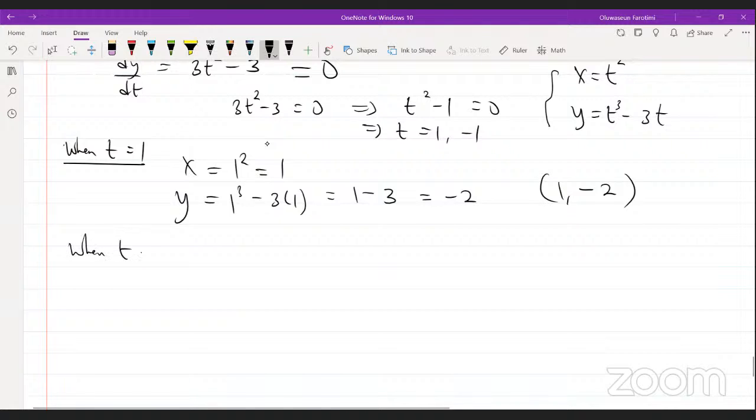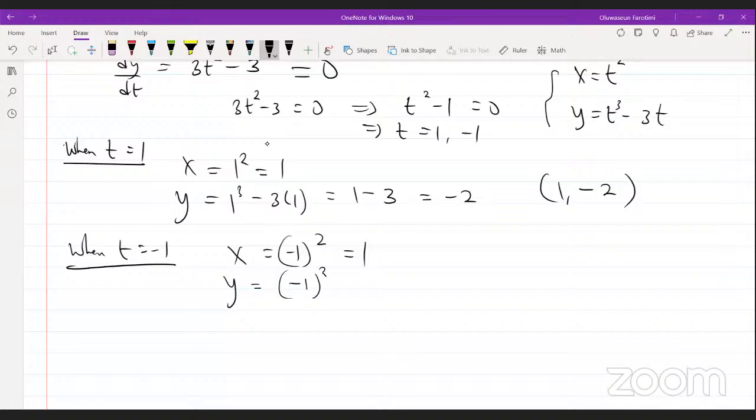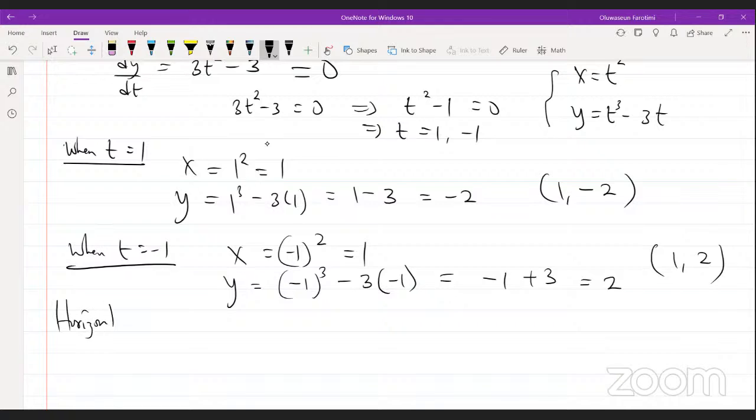Okay, so when t is negative 1, you do the same thing. Negative 1 squared, which is 1. What about your y? You have negative 1 cubed, guys, minus 3 times negative 1. Make sense? Just plug it in. Negative 1 plus 3, and this is what, guys? 2. So what is the pair here? The pair is 1 comma 2. What's our conclusion? Amazing. Horizontal tangents at what, guys? 1 comma negative 2 and 1 comma 2. Cool, right? Cool.